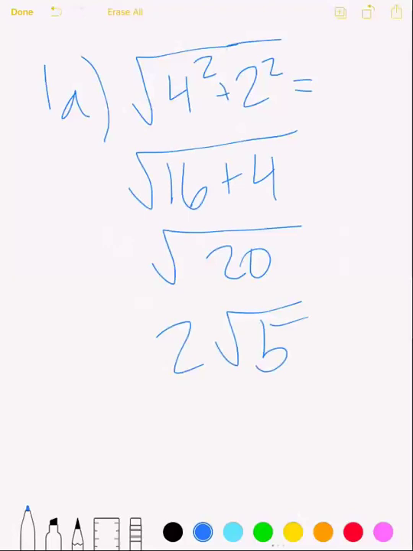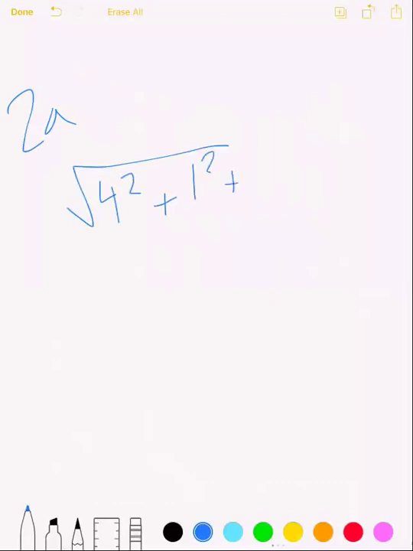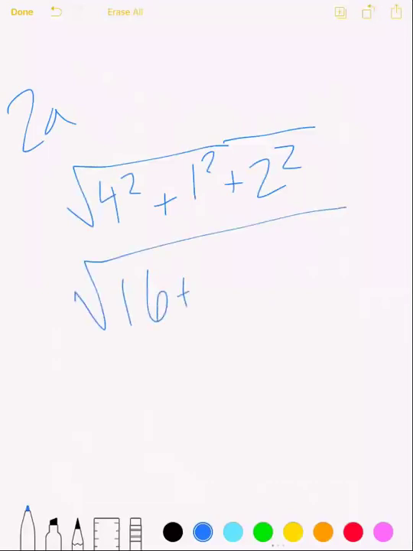All good? Question 2 is really not very different. It just has an extra number. So for 2A, we would have the square root of 4 squared plus 1 squared plus 2 squared, which would be the square root of 16 plus 1 plus 4, which is the square root of 21, which can't be simplified.